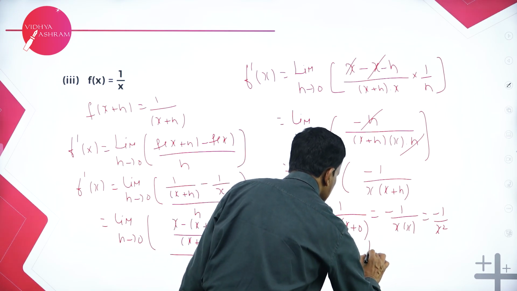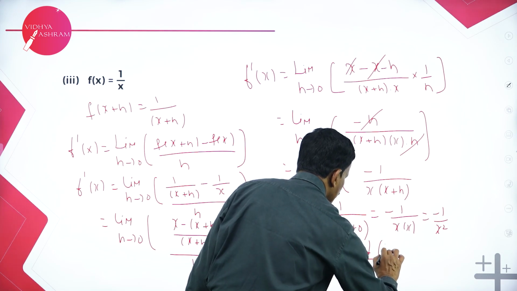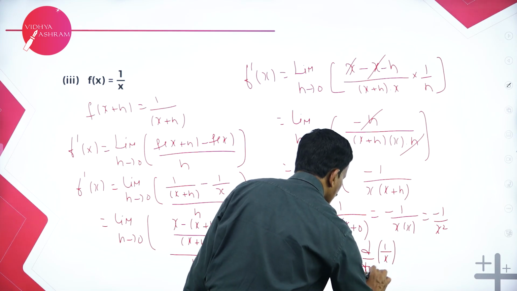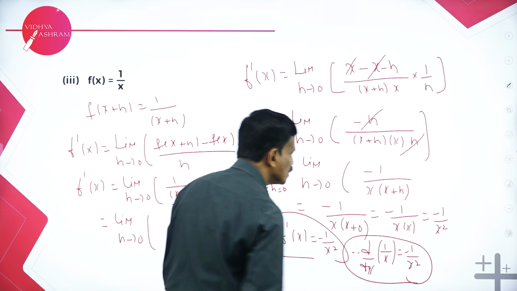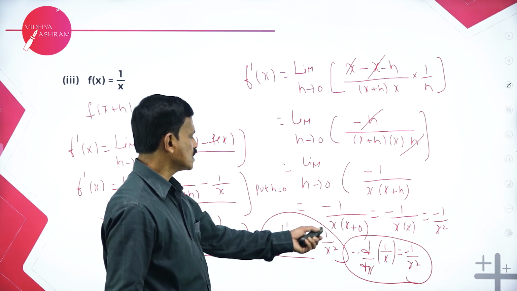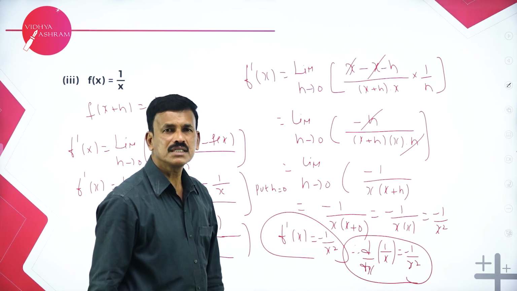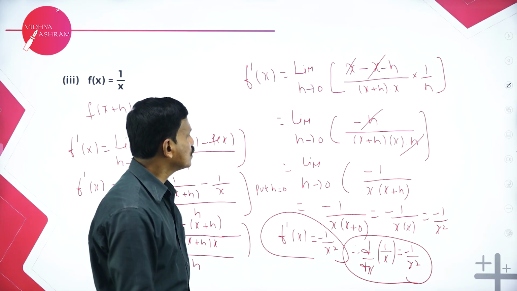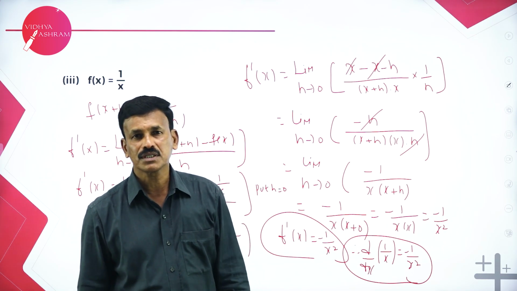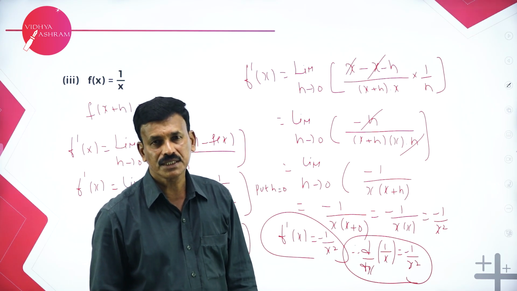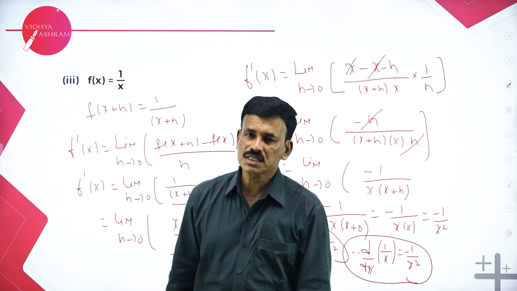That means d by dx of 1 by x, derivative of 1 over x is equal to minus 1 by x square. So derivative of 1 over x is minus 1 by x square. This is how we are going to differentiate the function using first principle method or by the method of definitions. Hope you followed. Very simple.